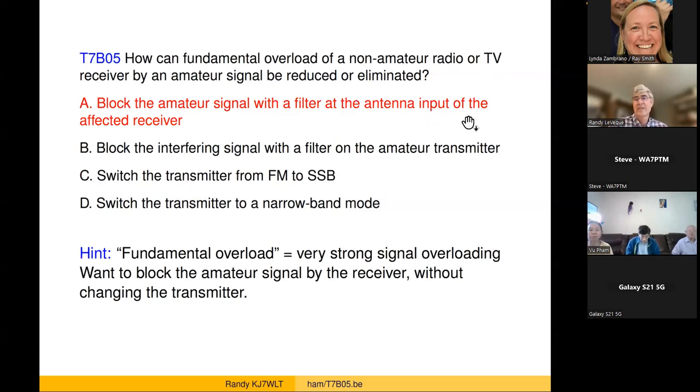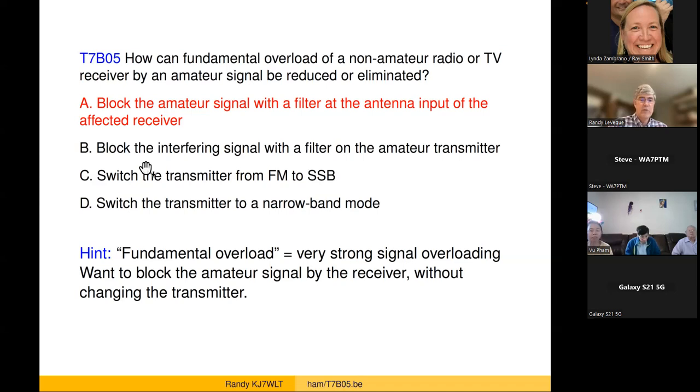We talked about this; one of the other questions was a different aspect of this. If you're picking up broadcast FM radio on your ham radio, you can put in a filter that filters out the broadcast radio frequencies and only allows in the amateur radio signal. Here you can sort of do the opposite. You can put in a filter that filters out the amateur radio signal at the input of the TV receiver or the radio receiver.